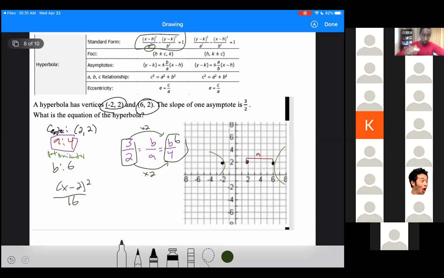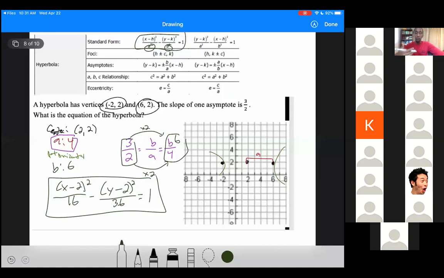Yes. Okay. And then minus y minus k, which is 2, squared over B squared. So the B is 6 squared, 36, and that equals 1. So that's the equation of our hyperbola, and we can check our work if we wanted to by graphing that and seeing if it matched up with the visual. So that's it. Any questions?